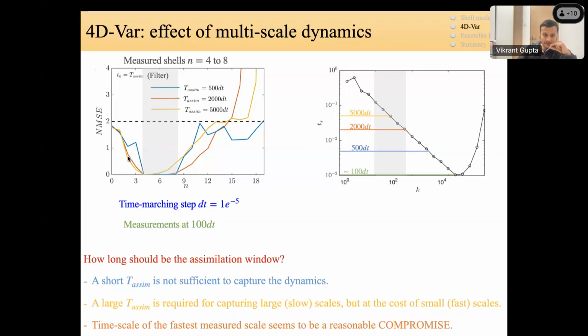If we have too long an assimilation window, which means 5000, we start to lose estimation on the faster shells. So this is the effect of the multi-scale, multi-time dynamics. It becomes highly sensitive to the length of the data assimilation window. A too short assimilation window is not enough. A too long assimilation window leads to error in the fast shells.